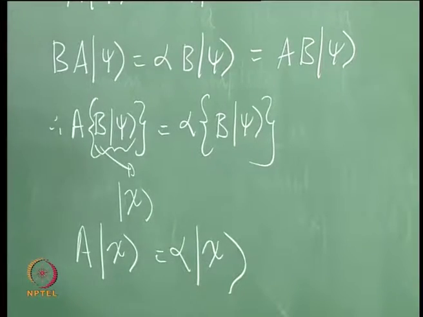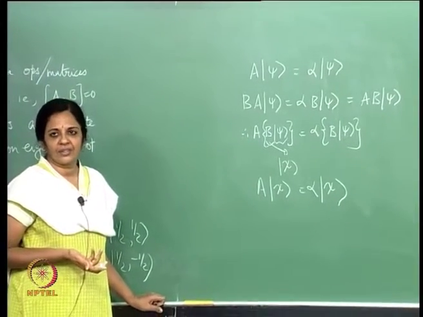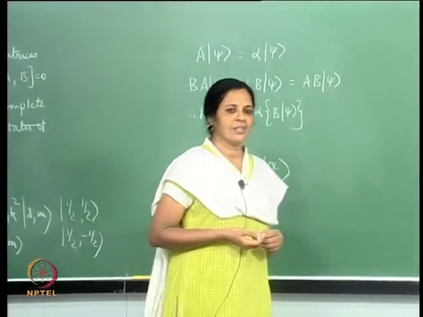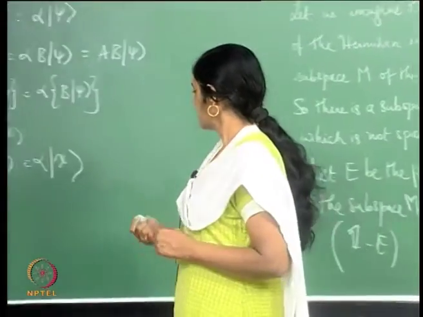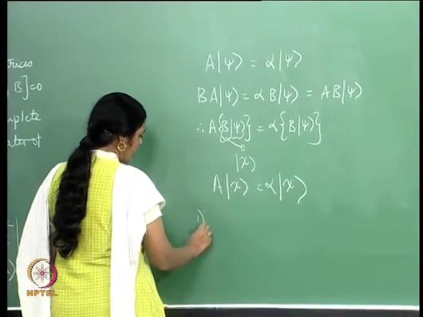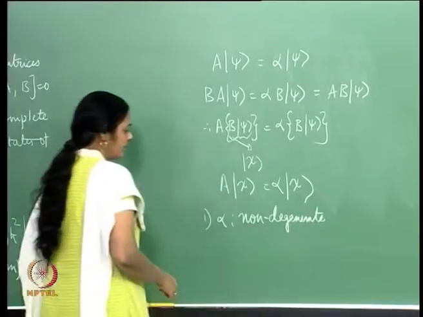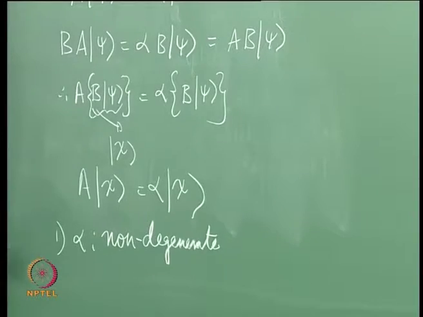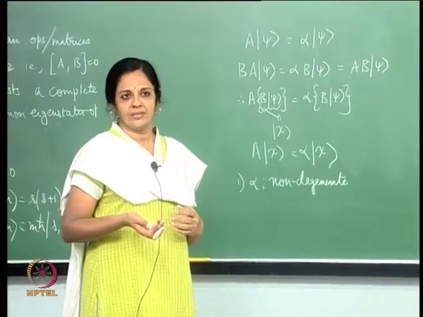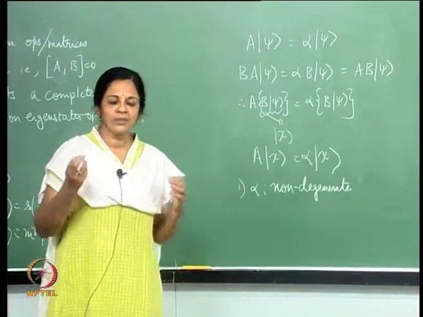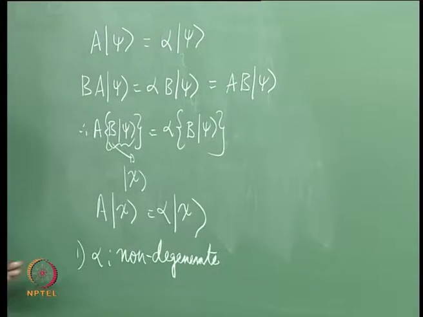This means the following. There are many cases here. The first case is alpha is non-degenerate. Non-degenerate eigenvalue means that there is exactly one eigenvector corresponding to that eigenvalue. There is no more than one eigenvector of A corresponding to that eigenvalue alpha. Degenerate would mean that there is more than one eigenvector, maybe two, maybe three, maybe many more. All these eigenvectors are eigenvectors of A corresponding to the same eigenvalue alpha. So, there are cases to be considered.